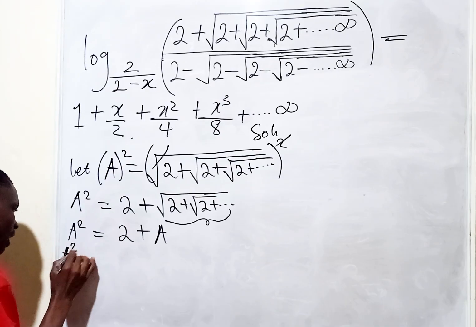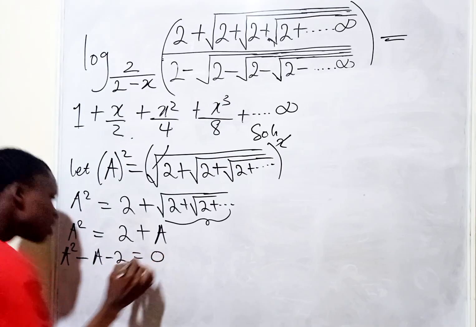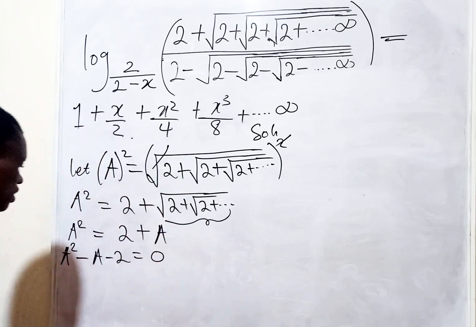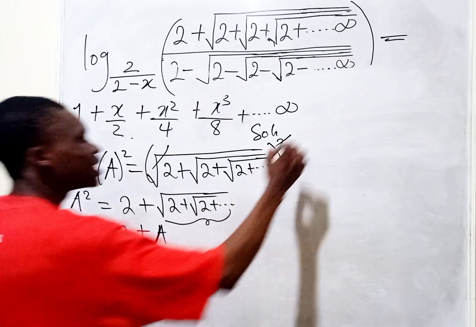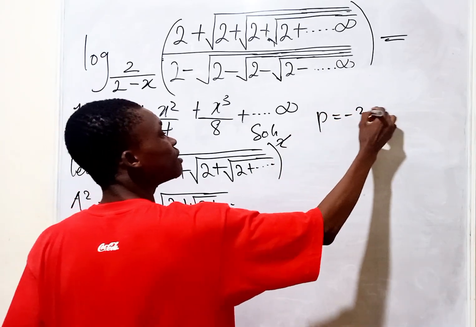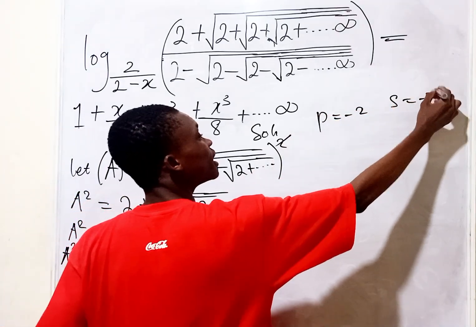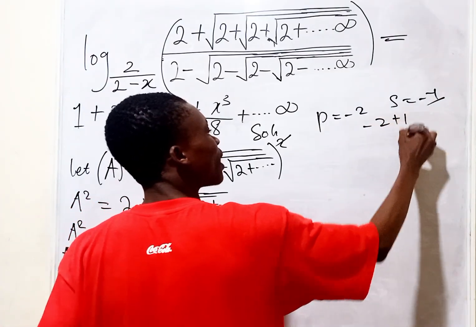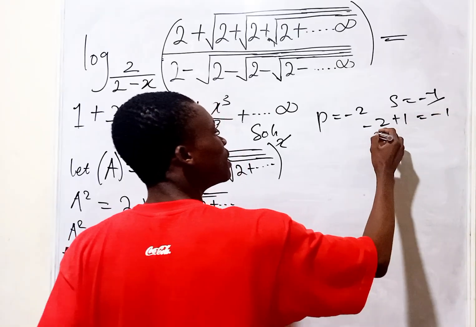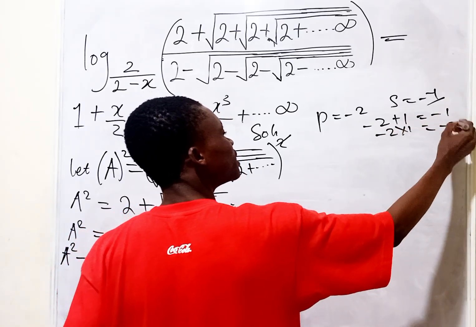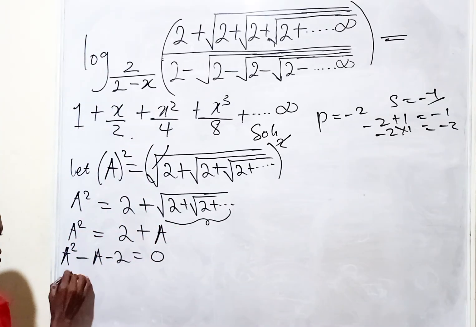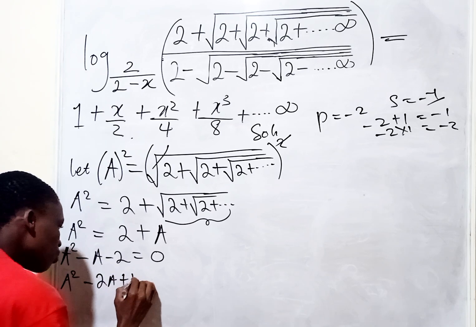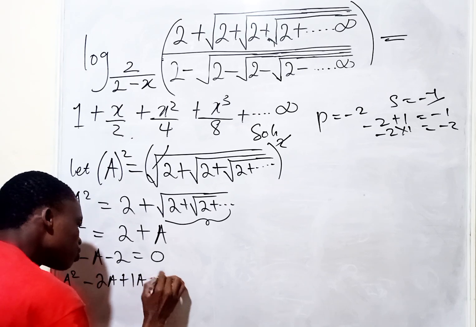So collecting like terms, we have that a squared minus a minus 2 equals 0, because the positive is crossing the equality sign, and this one is also crossing the equality sign. All right, so from here, we need two numbers that multiply to give -2, and add to give -1. I find that those two numbers are -2 and 1, because -2 plus 1 gives us -1, then -2 times 1 gives us -2. All right, so this equals a squared minus 2a plus 1a minus 2 equals 0.